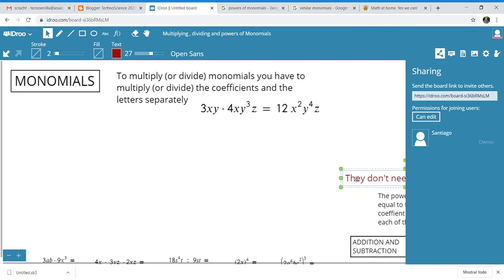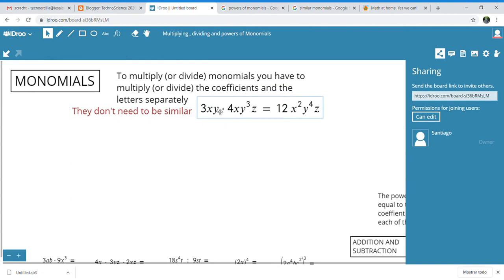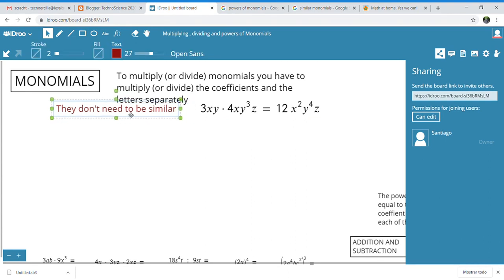As you can see, they don't need to be similar. So we don't check if they are similar or not. They are not similar, indeed. But we can multiply. So to add or subtract, we need them to be similar. To multiply or divide, we don't need them to be similar.